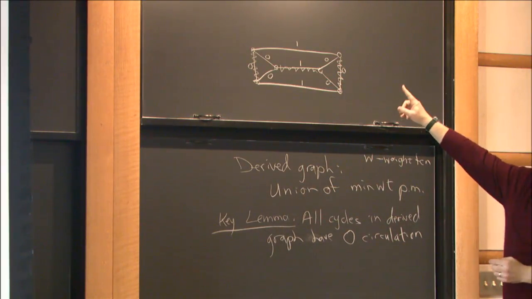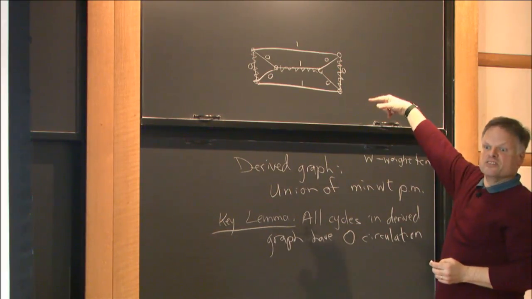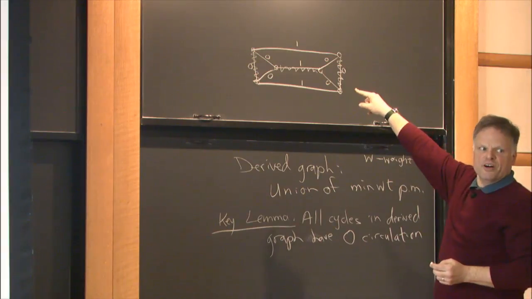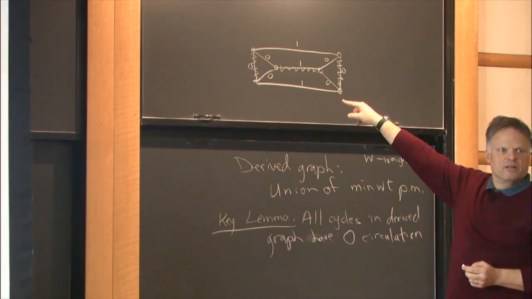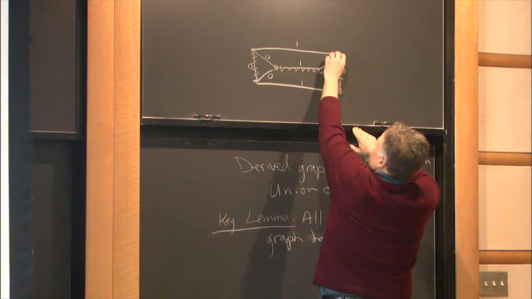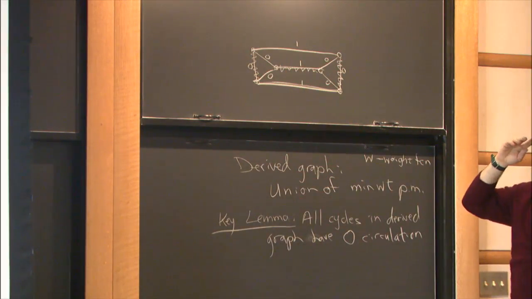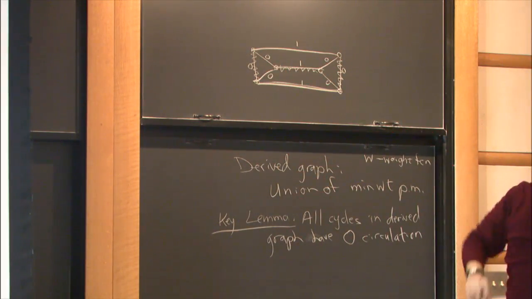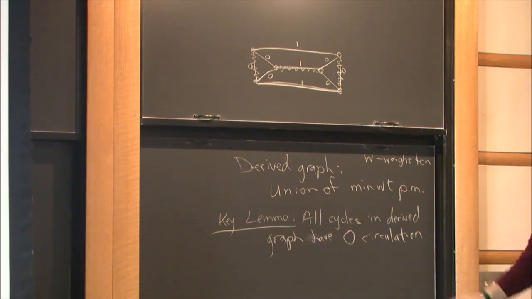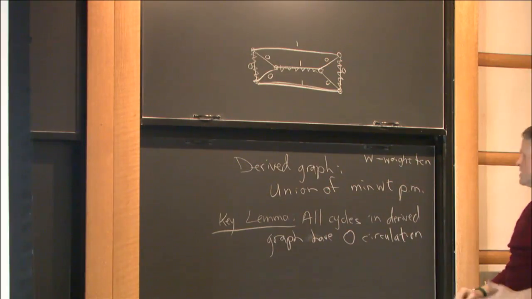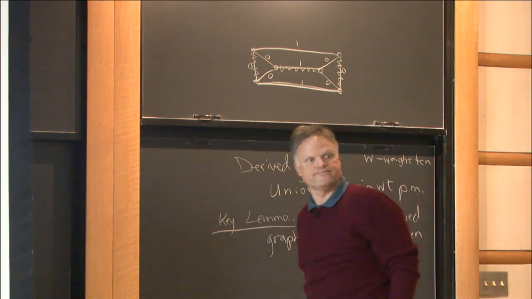You get all edges back because you can rotate this, and so you get all edges back in the graph. But now this graph also has a non-minimum weight perfect matching. These three have weight three. And that was a corollary to the zero circulation result. So this violates the corollary, so it violates the circulation. So this only is true for bipartite graphs.